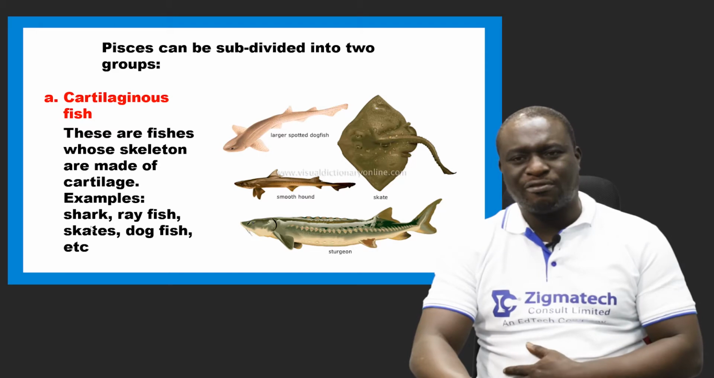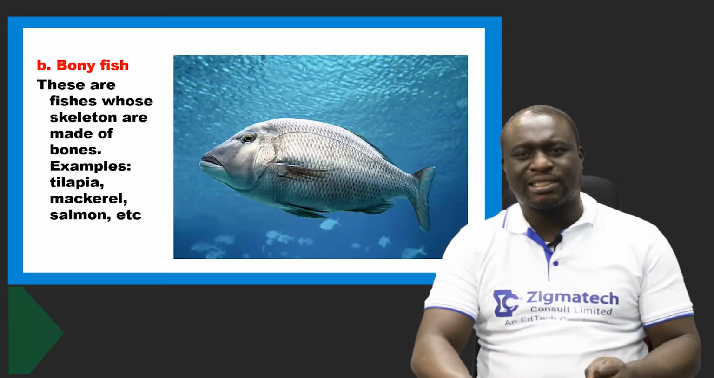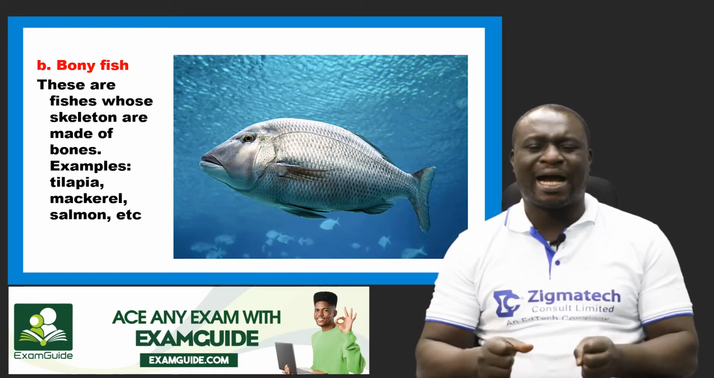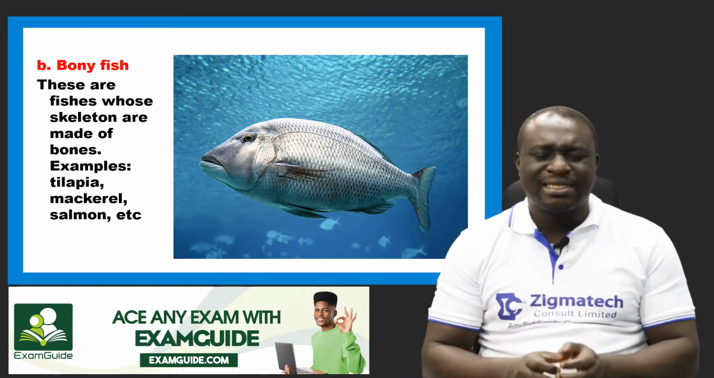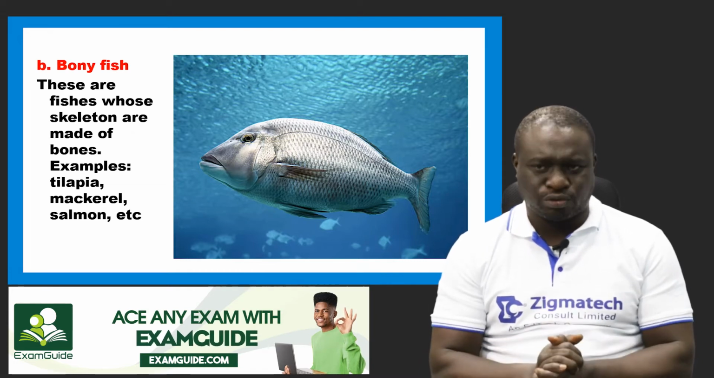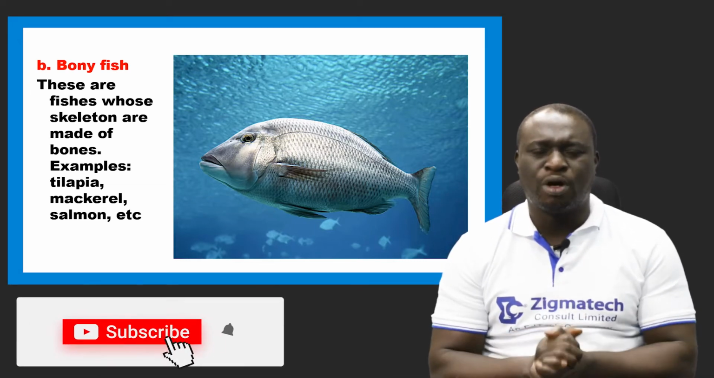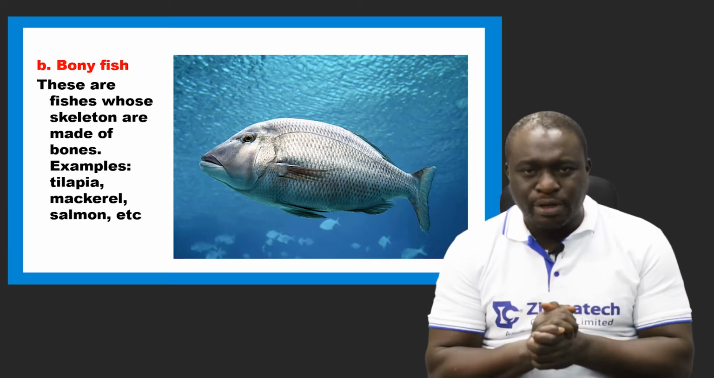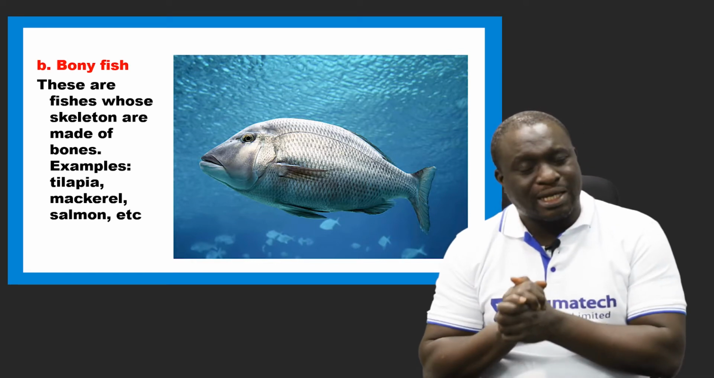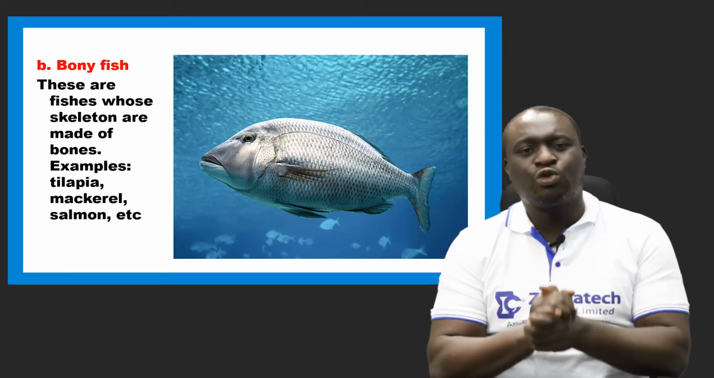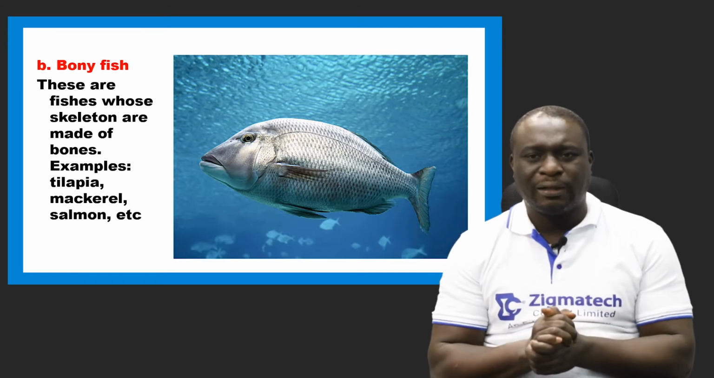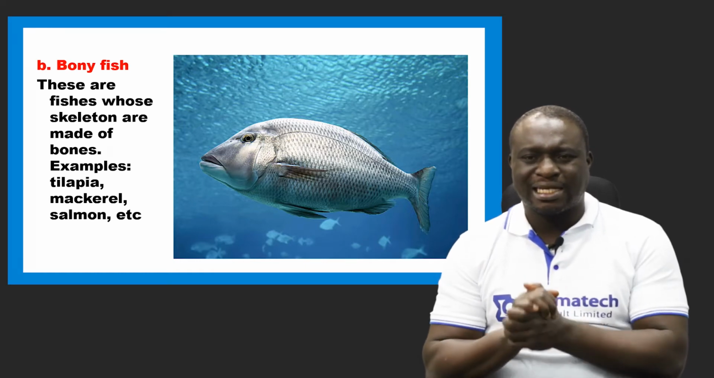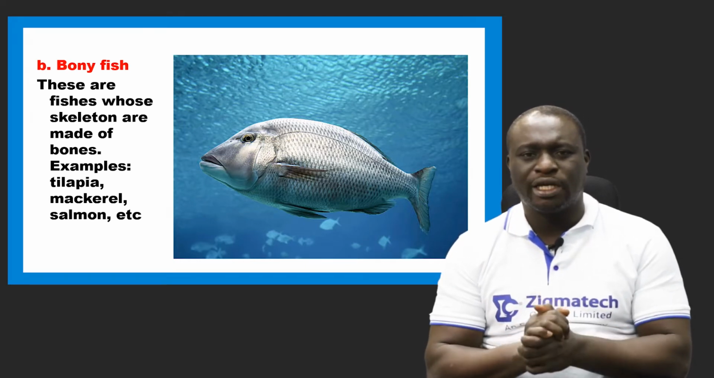The next subdivision of Pisces is the bony fish. Bony fish are fishes whose skeletons are made up of bones. Examples of fishes that can be classified as bony fish include tilapia, mackerel, salmon, and so on. As you can see in the diagram, that is an example of a bony fish.